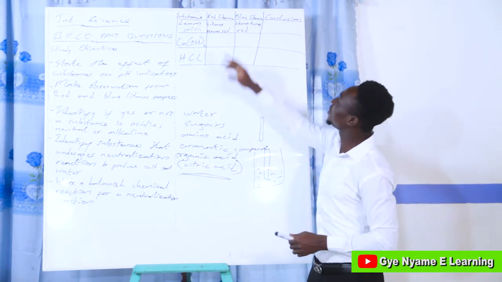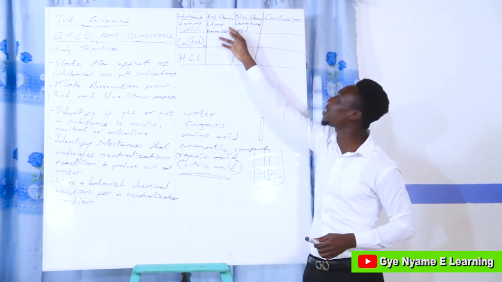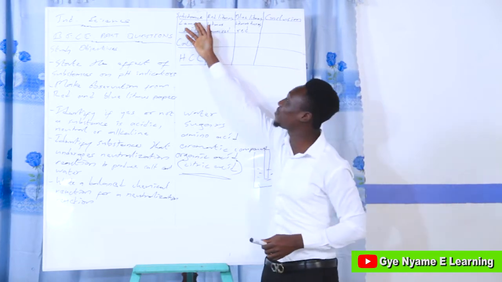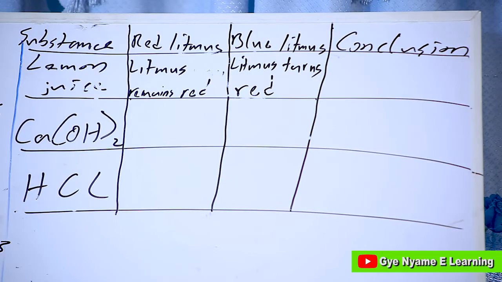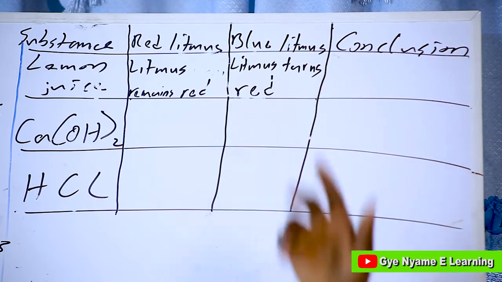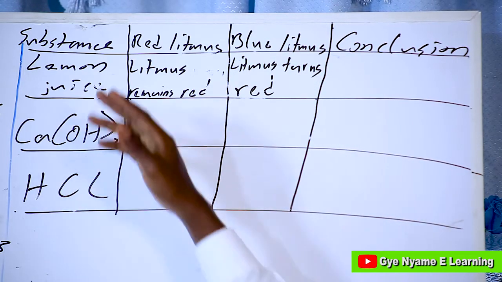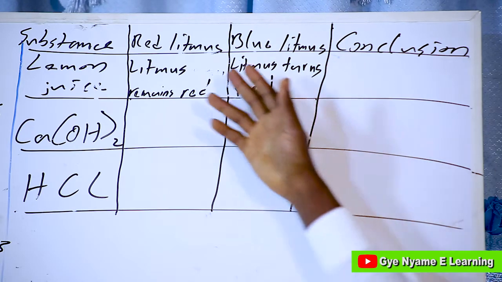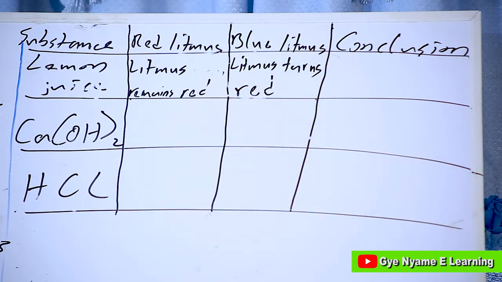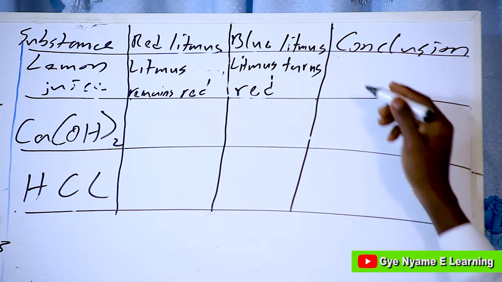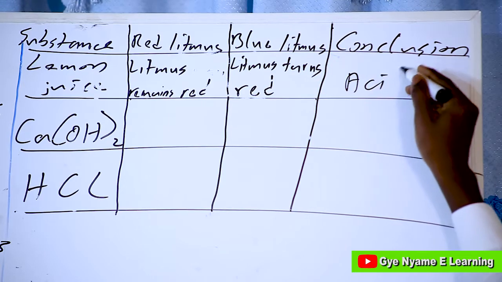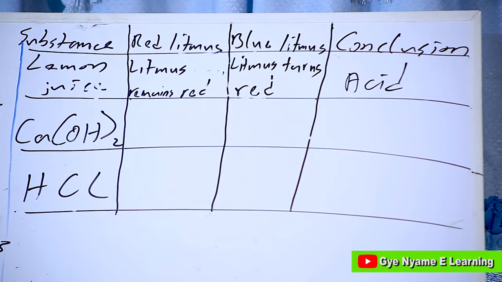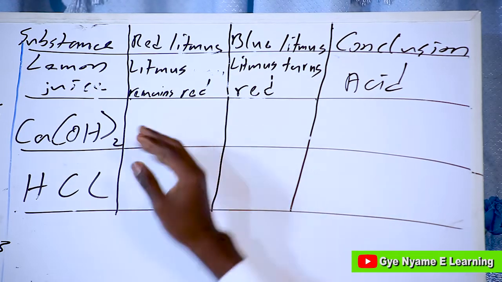Now, these actions or indications here mean that what we have here is acidic. So the conclusion you are making is just about whether the substance you have is an acid, a base, or a neutral substance. From what we have here, it means that our substance is what? An acid. So I simply write here acid. That's all. As simple as that. Then we come to the next one.